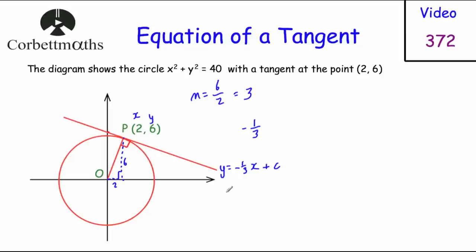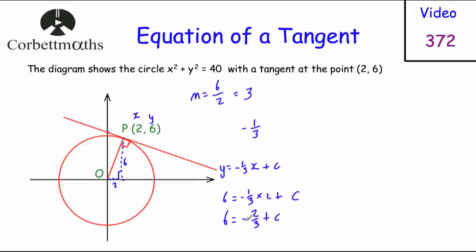So y is equal to 6, so we're going to get 6 equals, then we've got negative a third x. Well, x is 2, so that means negative a third times 2. And then we've got plus c. Now, negative a third times 2. Well, a third times 2 is 2 thirds. Negative a third times 2 would be negative 2 thirds. So we've got 6 equals negative 2 thirds plus c.